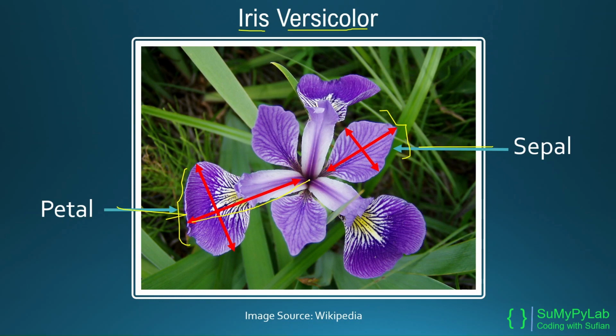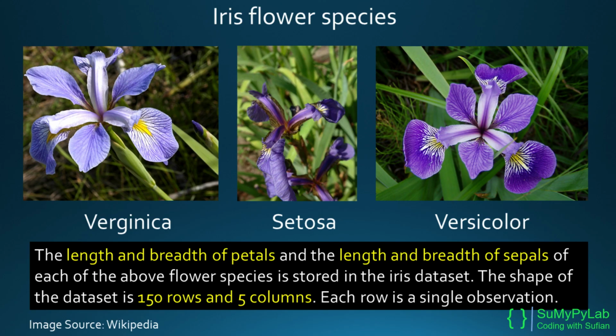This is the length of the petal. And this is the breadth of the petal. Similarly, these are the length and breadth of the sepal. The length and breadth of petals and the length and breadth of sepals of each of the above flower species is stored in the iris dataset.